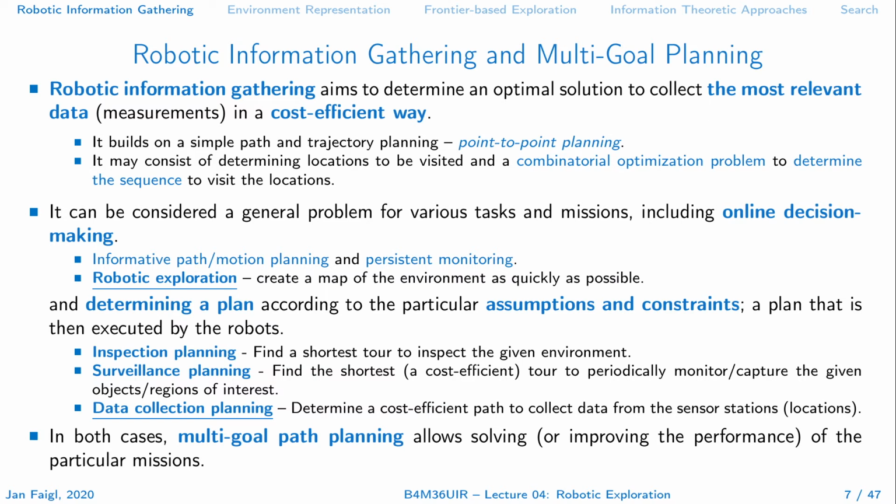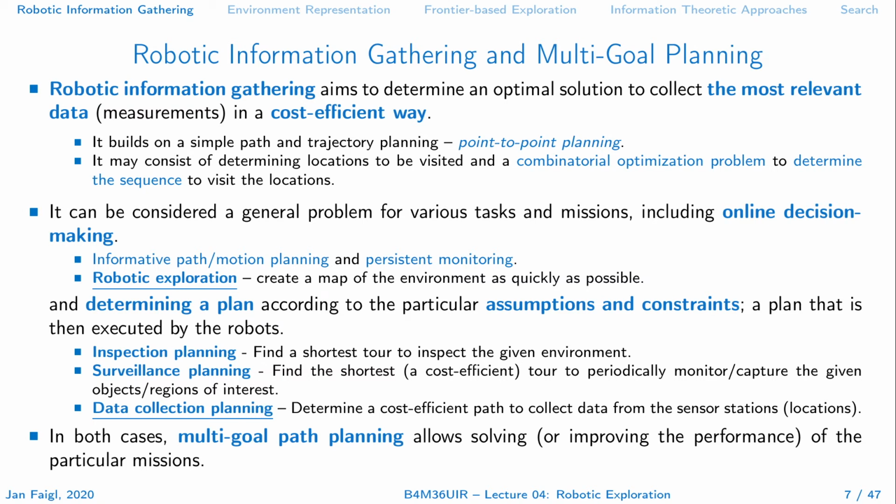What we also need is that during the determination of the plan, we make some assumptions, and we need to satisfy the constraints so that the plan we prepare is executable on the robot, so it's feasible for the robot. And related to the planning, we will cover inspection planning and surveillance planning, and basically all these types of planning tasks can be considered as data collection planning, and we will have a dedicated lecture on that.